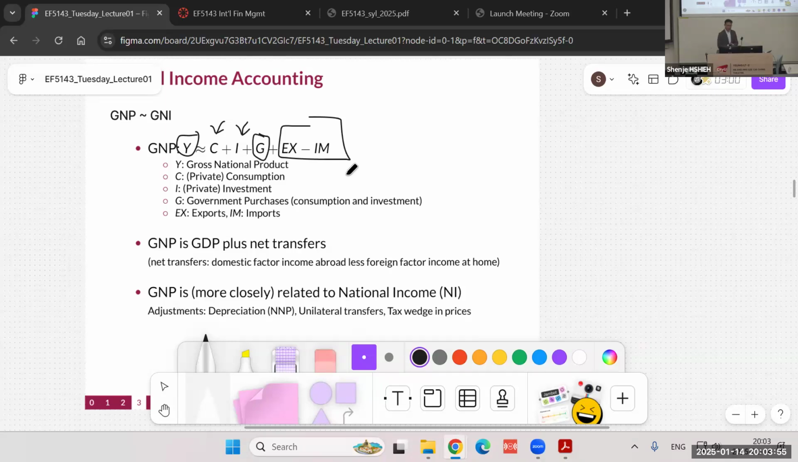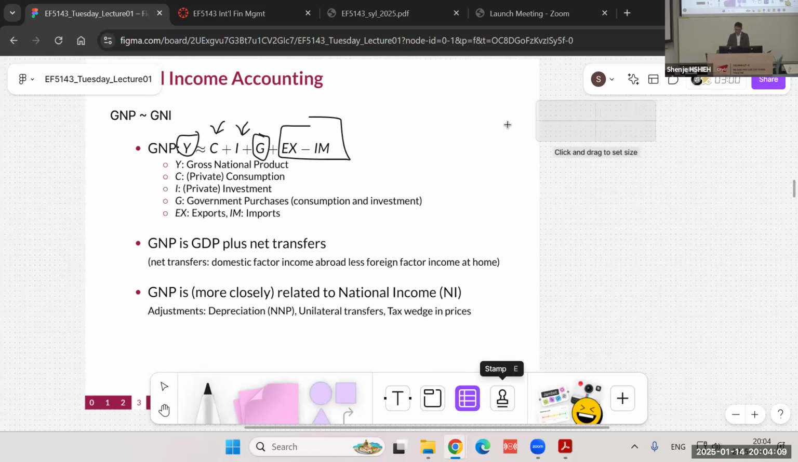All right. Comments, questions? Let me give you a more precise definition so that I clarify the difference between GDP, GNI, and GNP. So let me give you a table here.